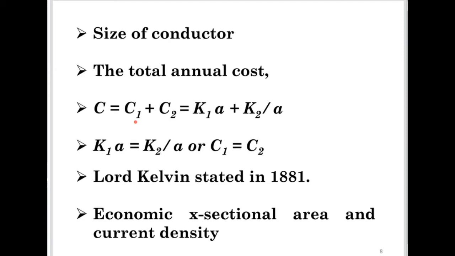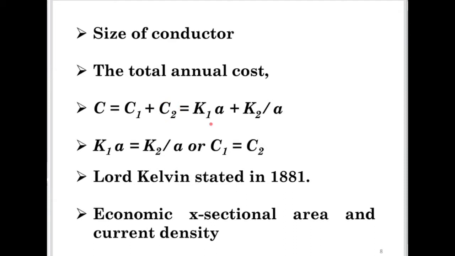It will increase, meaning we see that the power loss or the energy loss is inversely proportional to the cross-sectional area. So that's C2, the running charge or the cost that we incur in the process of energy wastage in the line, whatever it is, distribution line or transmission line.